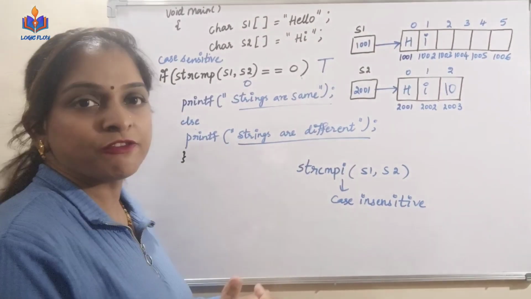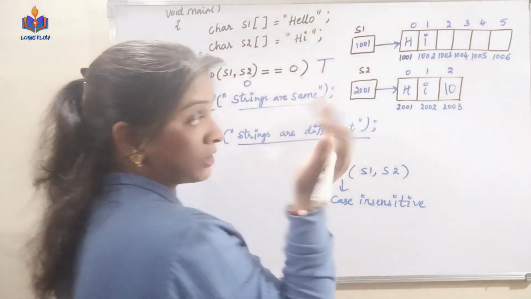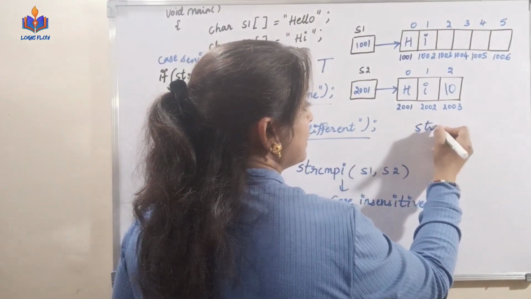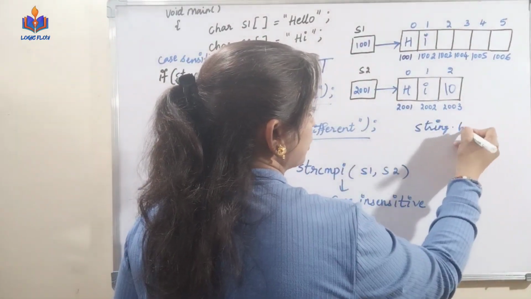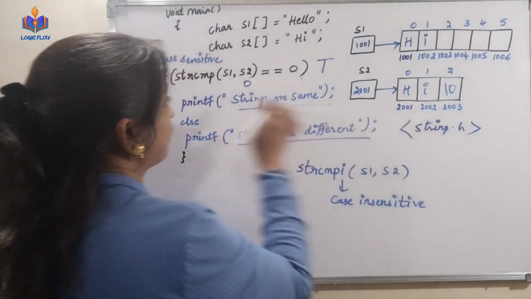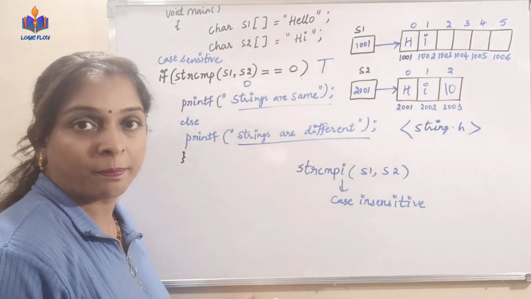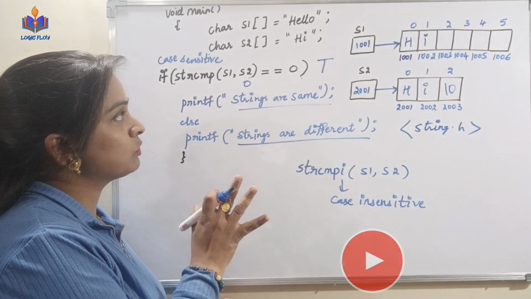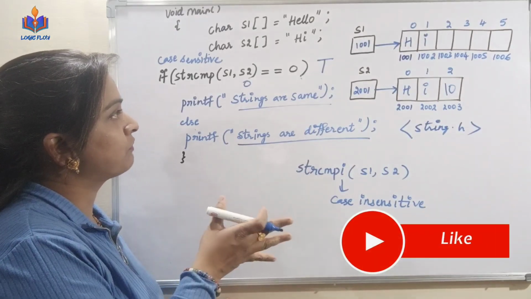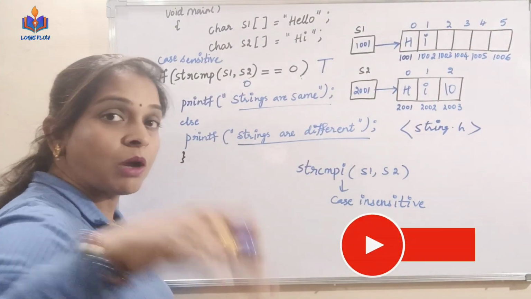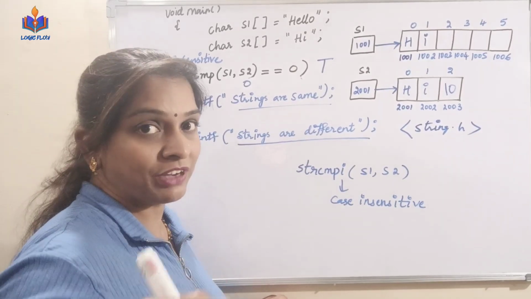Using the predefined function, one more thing we should remember: we need to include the header file string.h so that I can get the definition of this built-in function. Fine. So it's very easy to have the string compare built-in function and write the program. But how to have the logic? That we need to see now.